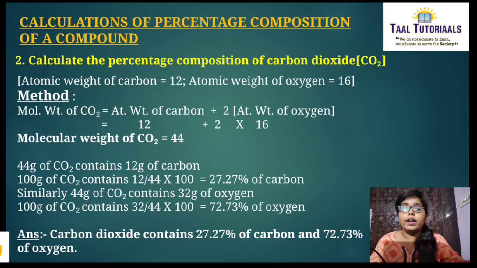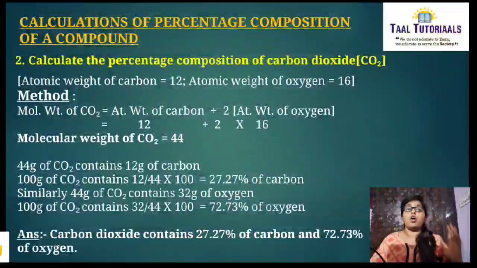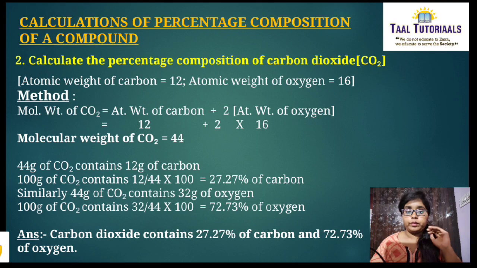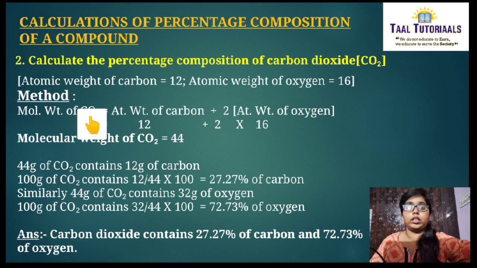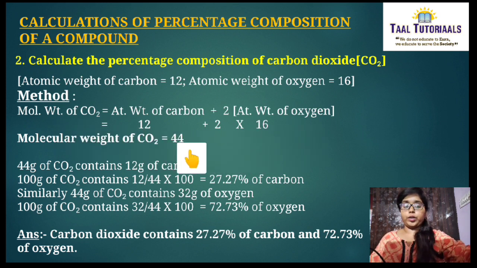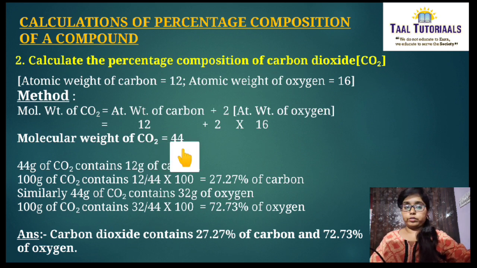Now we will learn about calculation of percentage composition of a compound. In that compound, you have to calculate how much percentage each element is there. For this, first you have to find out the molecular weight, as you have learnt in the previous slides. Here I will show you how to do that. First, calculate the percentage composition of carbon dioxide. For carbon dioxide you calculate the molecular weight, that is atomic weight of carbon plus 2 times atomic weight of oxygen, and you get 44 as the molecular weight of carbon dioxide.